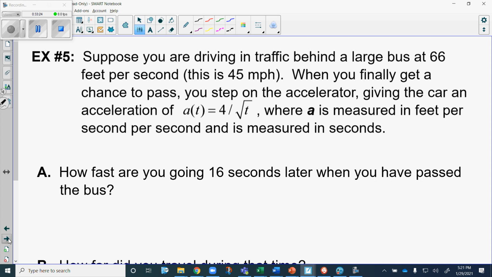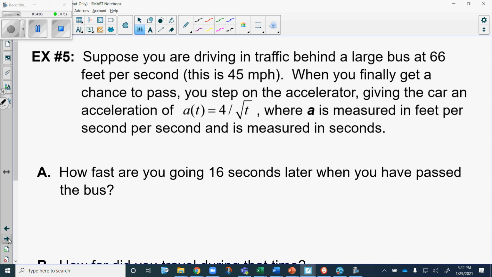And here, moving on, this is another one where I'm going to ask you guys to pause the video and work your way through it, because this one is going to require some calculus. I want to make sure that you're able to think your way through it and see what you're able to get. So the setup: suppose you're driving behind a bus, which often happens, at 66 feet per second, 45 miles an hour. You finally get a chance to pass. You step on the accelerator, giving the car an acceleration of 4 divided by the square root of t, where a is measured in feet per second squared.